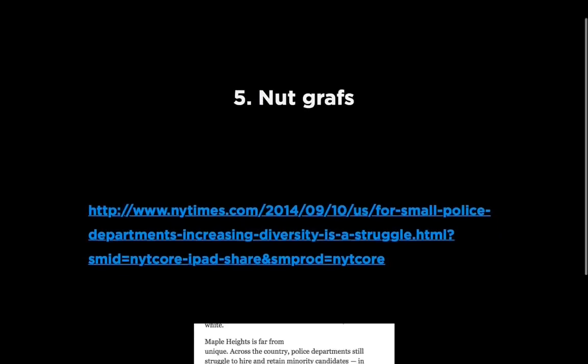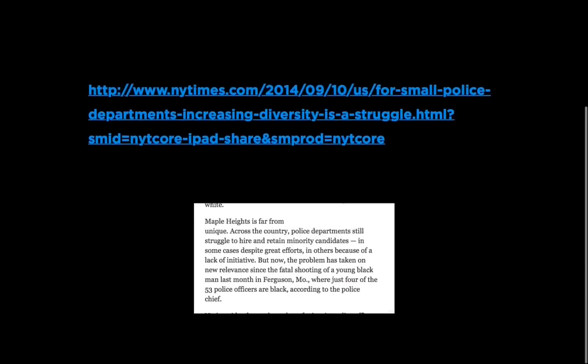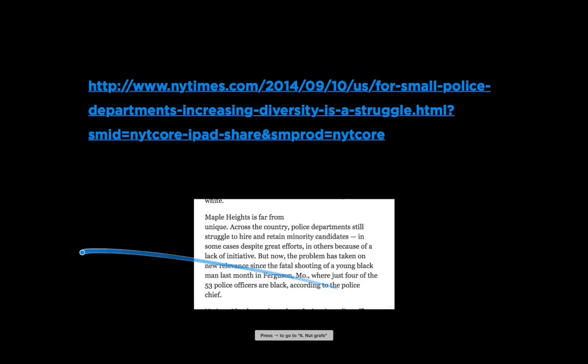Now, normally we wouldn't care about the mayor of Maple Heights, Ohio, or the hiring practices for his public service units, but then we get to this nut graph. Maple Heights is far from unique. Across the country, police departments still struggle to hire and retain minority candidates, but the problem has new relevance since the fatal shooting of a young black man last month in Ferguson, Missouri, where just 4 of the 53 police officers are black, according to the chief.